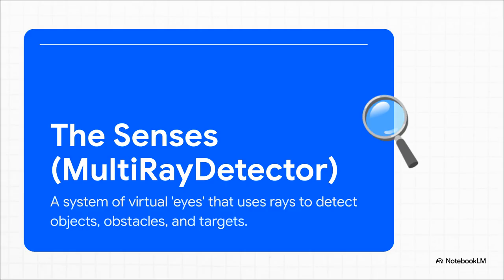Well, its senses come from a component called the MultiRayDetector. It acts like a set of virtual eyes, shooting out these digital rays to identify objects around it, whether that's food, a bed to rest in, or just an obstacle in its way. This is how it literally builds a map of its reality.